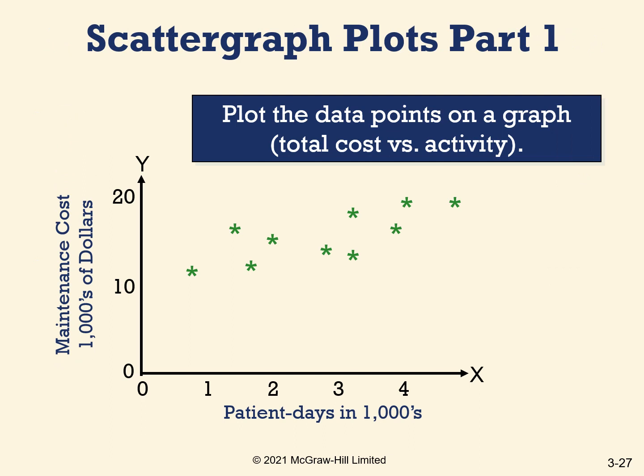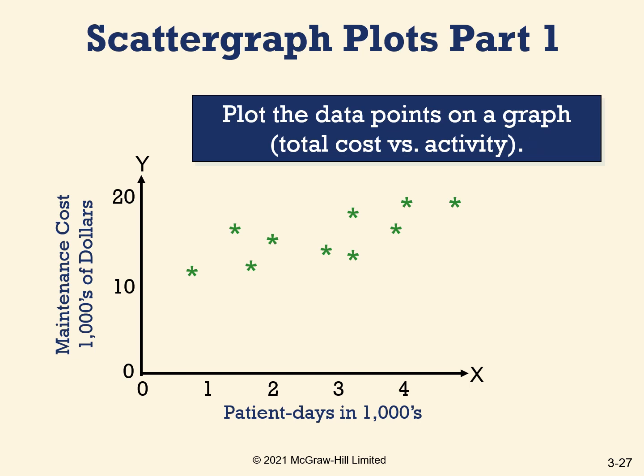So we can also use a scatter graph plot in order to figure out some information about our total cost versus activity data. In this slide, you can see on our axes we have the patient days in thousands, and on this side we have the total maintenance cost in thousands. Your first step is to get your data points and plot them on your graph. Obviously the first one was 1,000 patient days for say 11,000 maintenance dollars, and so forth. So you plot all your dots based on the information you have onto your graph.